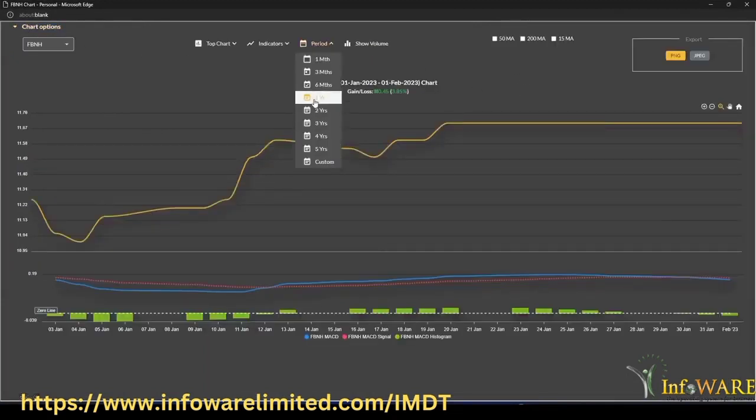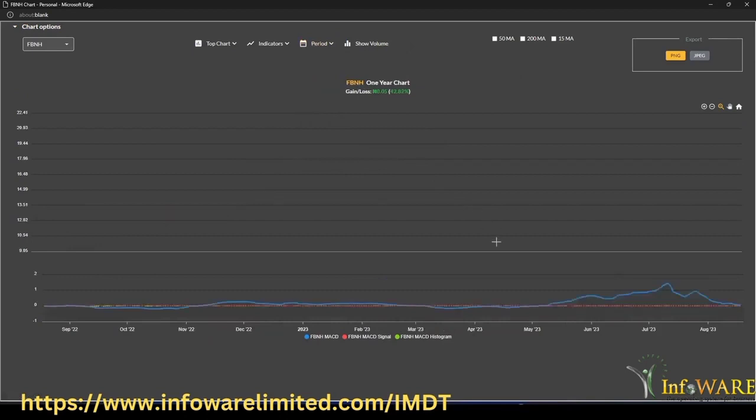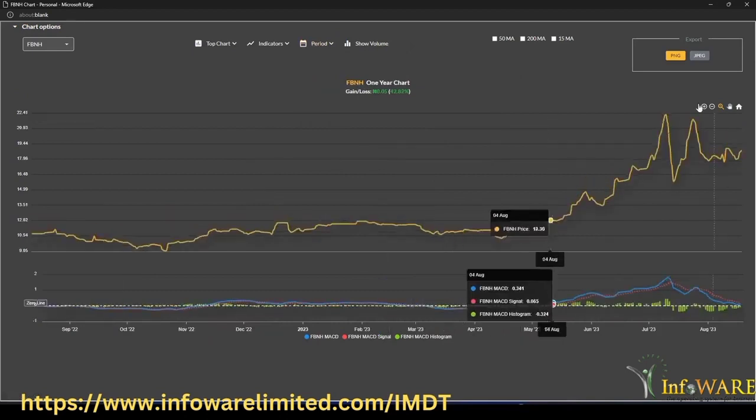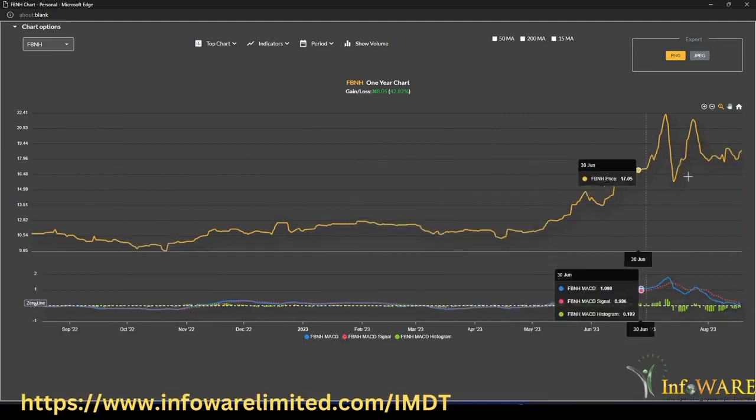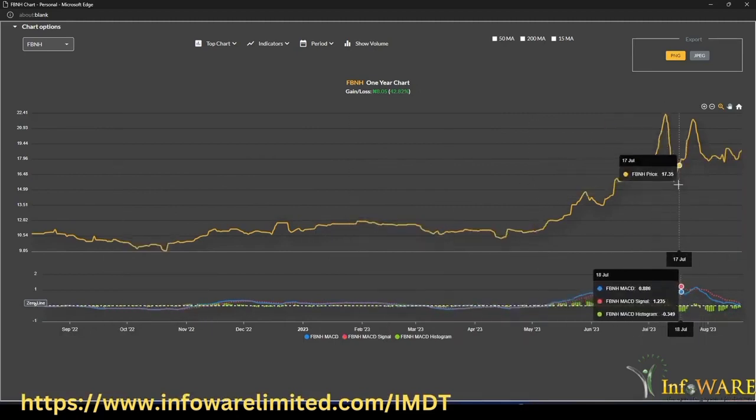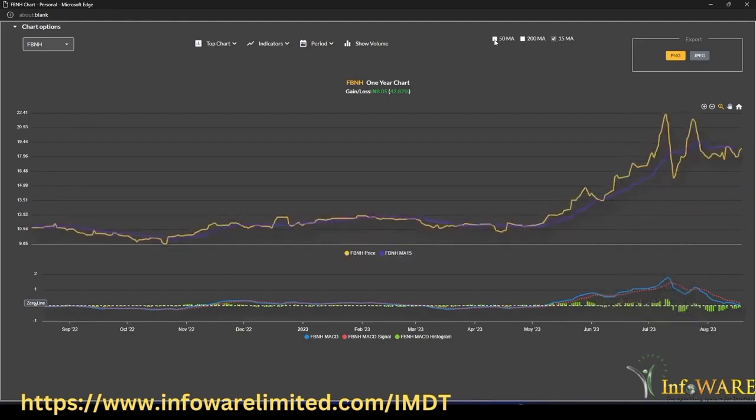So let me say I choose my period to be 1 year. Okay, yeah, so that's interesting. So that's how FBN has been doing over the past year. I can see a dip over here, and it can actually tell me the precise time in which it dipped. So that was the 14th of July when the price became 1580. Okay, so how does this stock currently look?